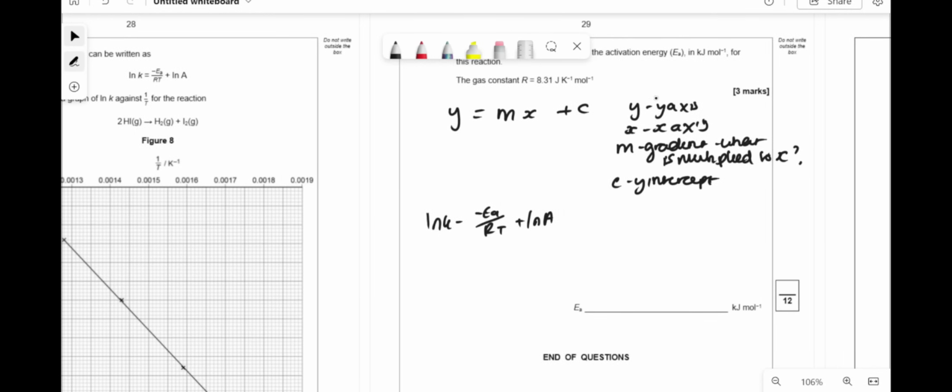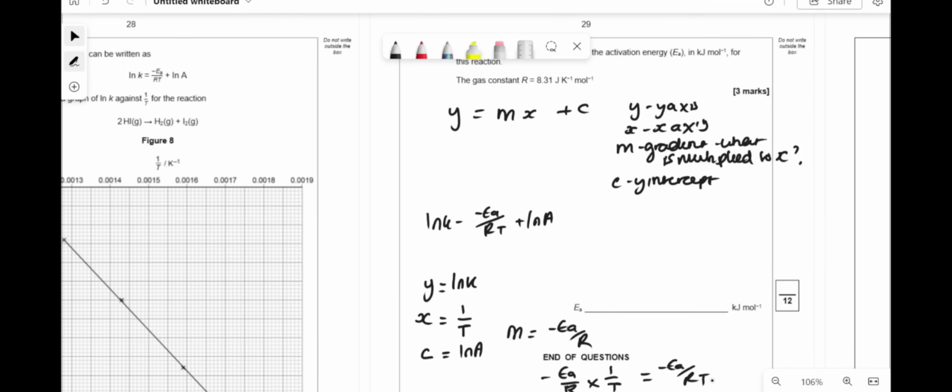So in our question, what's on the y-axis is ln k, and what's on the x-axis is going to be 1 over T. The y-intercept is whatever's here, so there's plus c, so it's going to be ln A. And then our gradient, m, is whatever is multiplied onto 1 over T. To get from 1 over T to minus EA over RT, you have to times it by minus EA over R, just because minus EA over R times 1 over T gives you minus EA over RT. So that's how you derive this part.